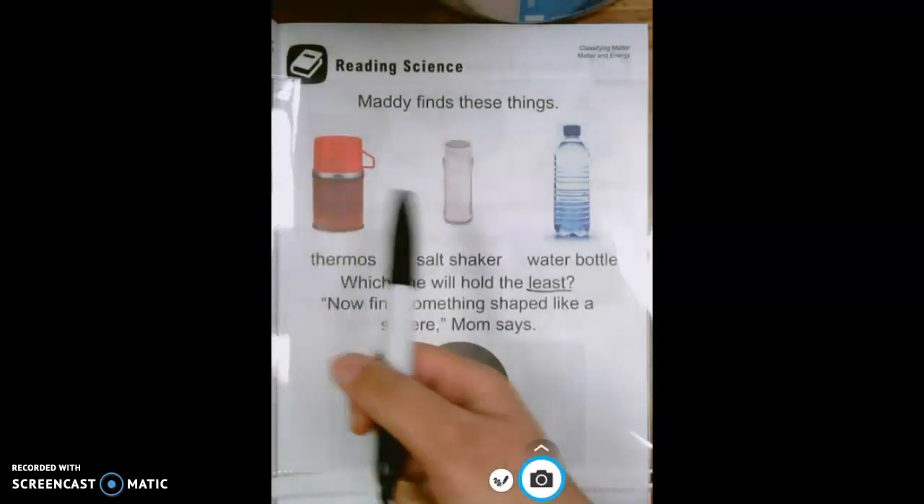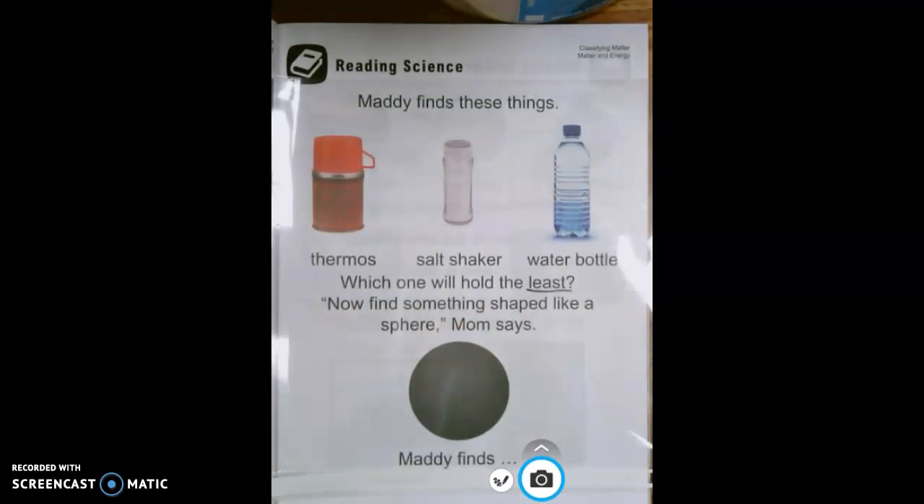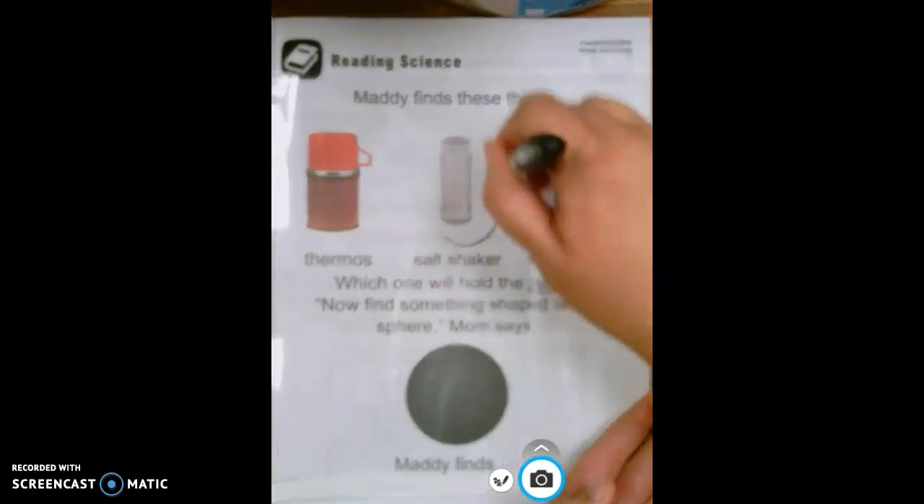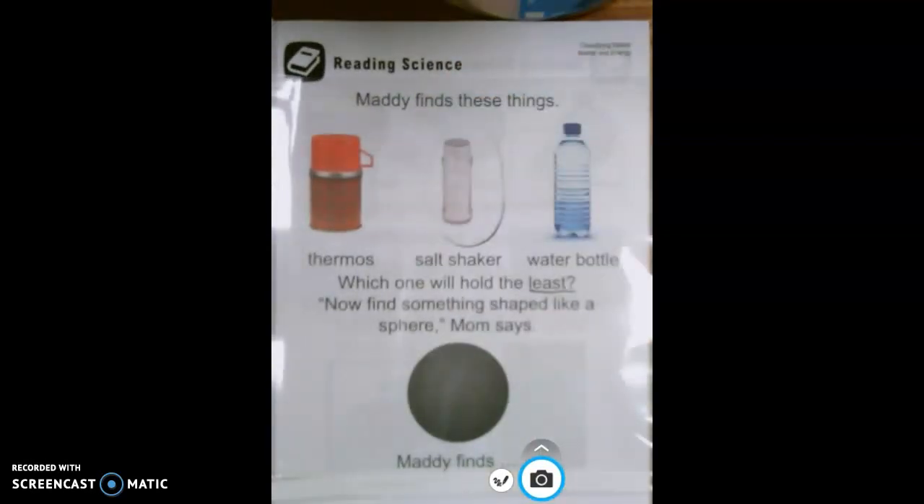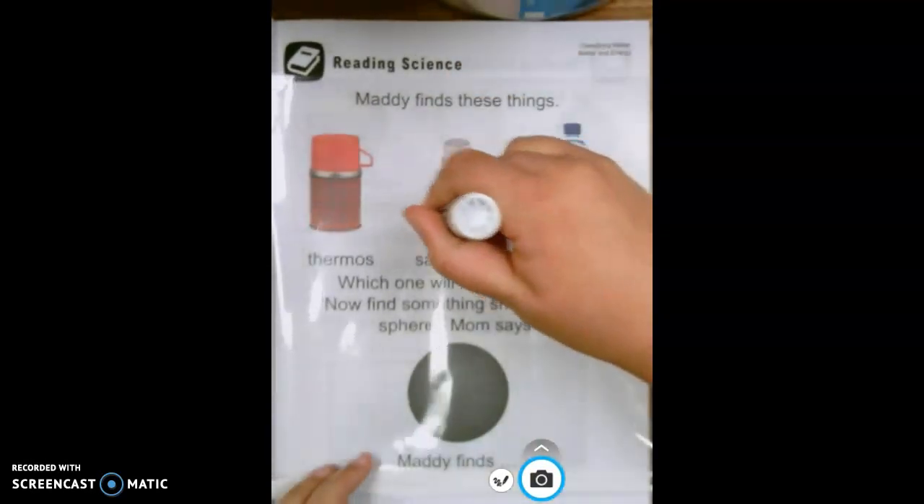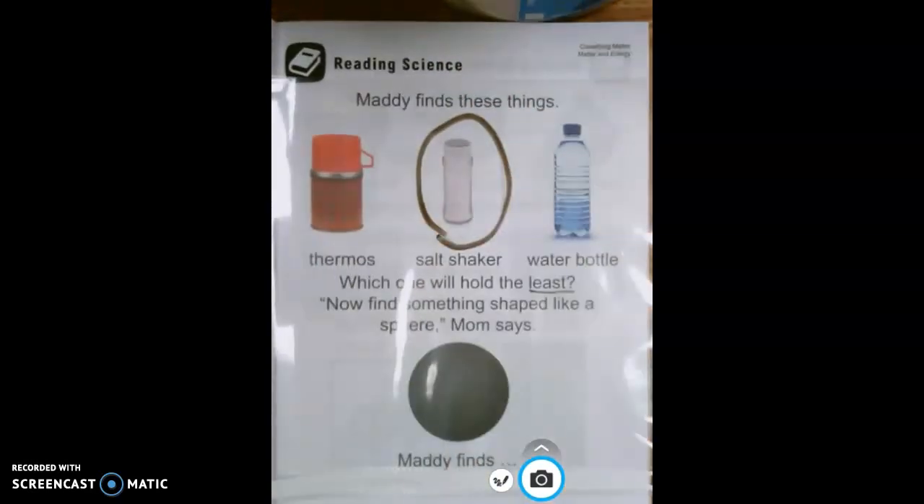So we've got a thermos, a salt shaker, and a water bottle. Well, think about a salt shaker. You know, when you go to the restaurant or at your house, it's pretty small, isn't it? And the size of a water bottle can be kind of big. So I want you to circle which one of these you think is the least. Okay. You should have circled the salt shaker. If you circled the salt shaker, then kiss your brain. You're right.